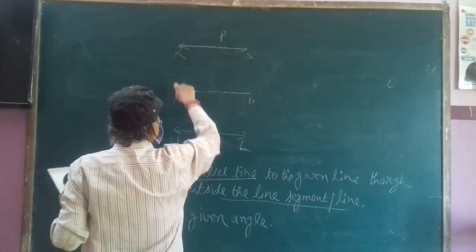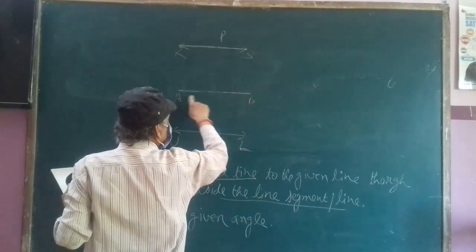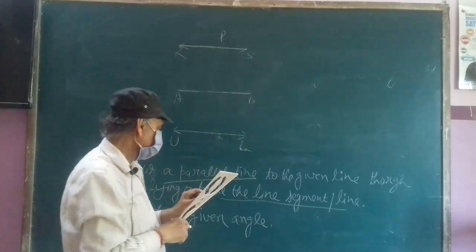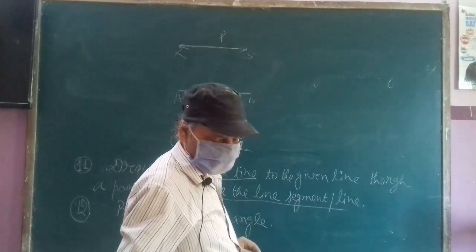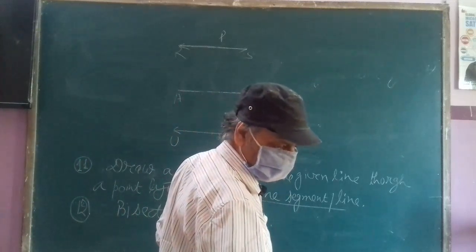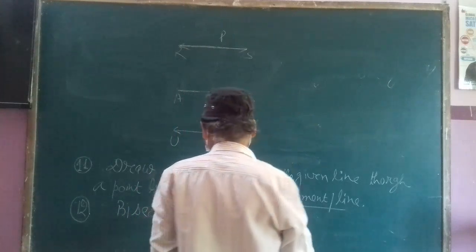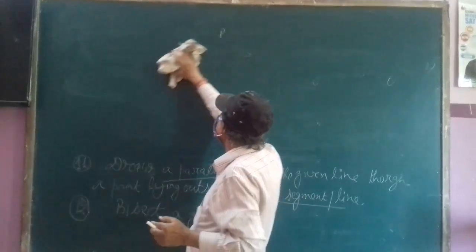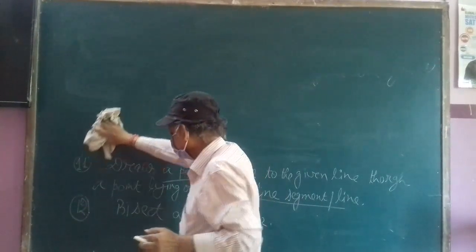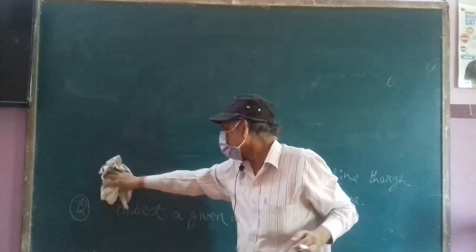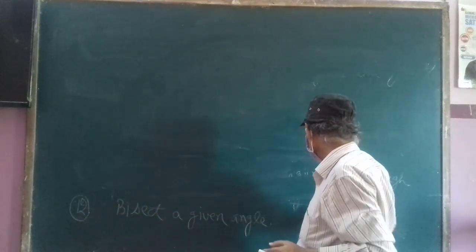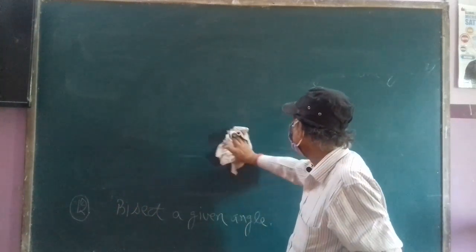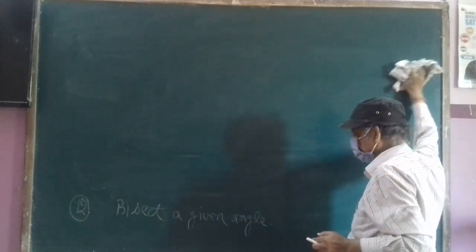RS is parallel to AB and QL is parallel to AB. In this way you can do this construction, but you have to make regular practice for this, otherwise you will forget. Better you make a regular practice. Now I am coming to the last construction. This is the 12th construction. All these constructions you have done with the help of compass, but you should know how to do them with the help of set squares.